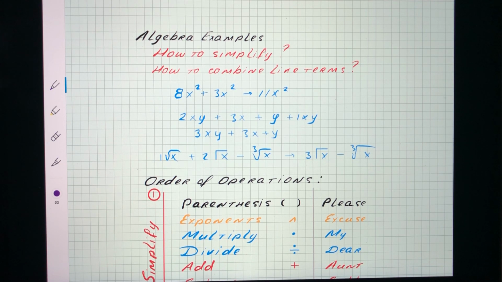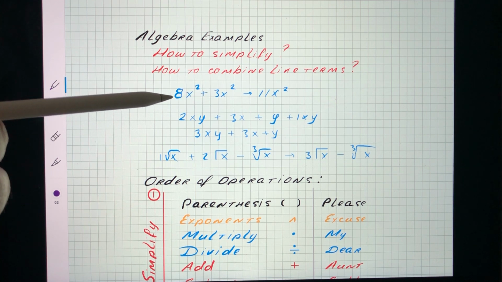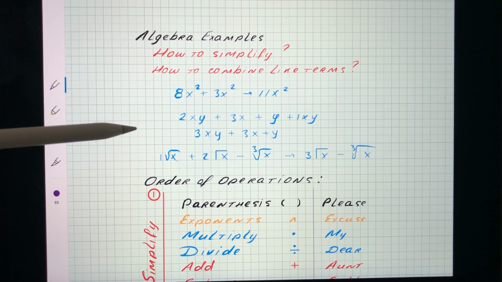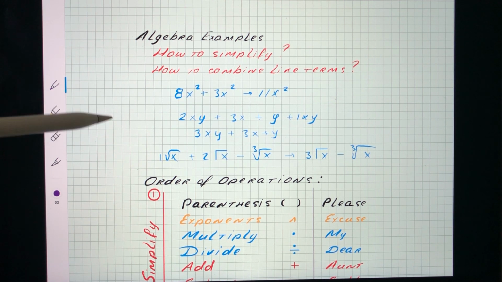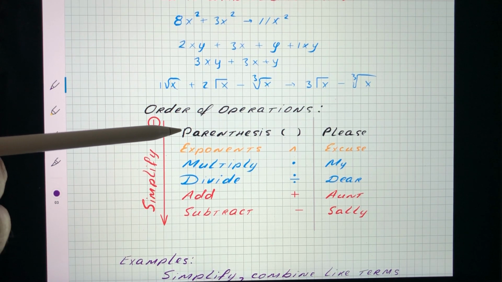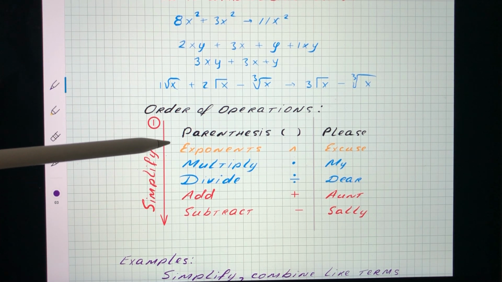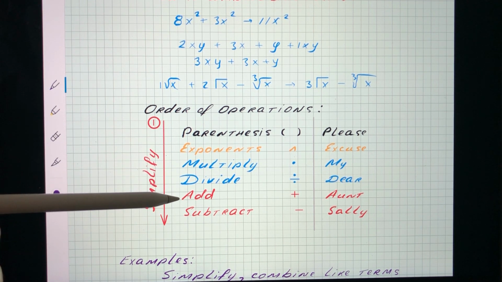Hello, in this video let's continue looking at how to simplify expressions and how to combine like terms. We have discussed that like terms can only differ by the numbers in the front. The numbers in the front are called coefficients, and we have discussed that to simplify we often follow the order of operations, which we can abbreviate as PEMDAS, P-E-M-D-A-S, which stands for parentheses, exponents, multiplication, division, addition, subtraction.